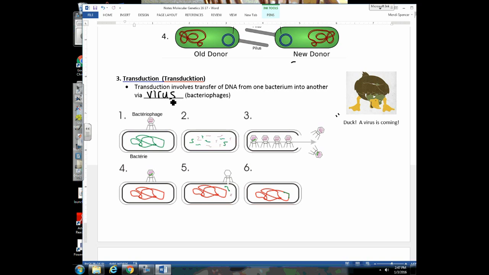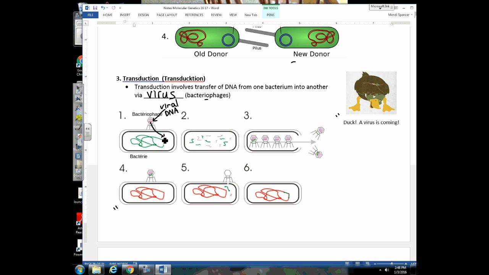Remember, a virus that can infect bacteria cells is called a bacteriophage. So let me show you with this diagram how a virus might take DNA from one bacteria cell and transfer it to another one. Now, the color coding of this diagram is necessary. Here we have virus DNA or RNA. So here's viral DNA, and we can see that it gets injected into this bacteria cell.